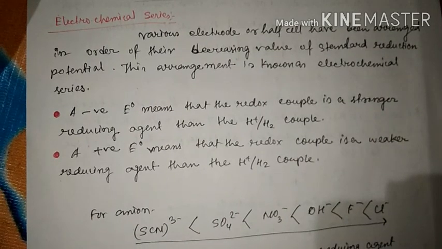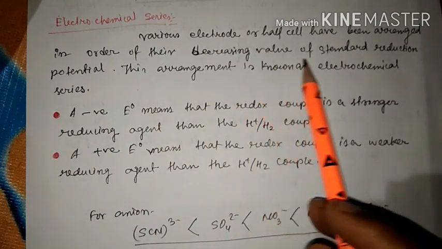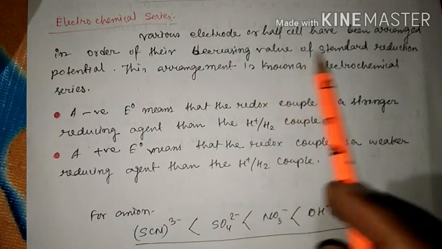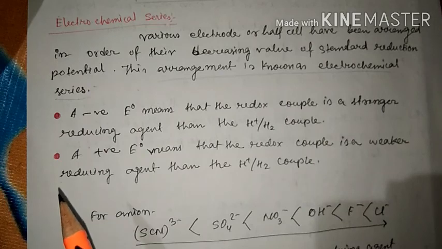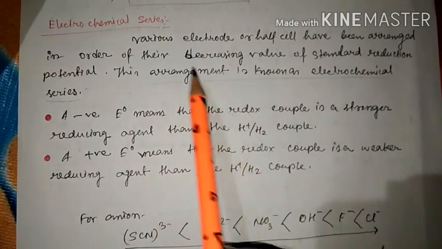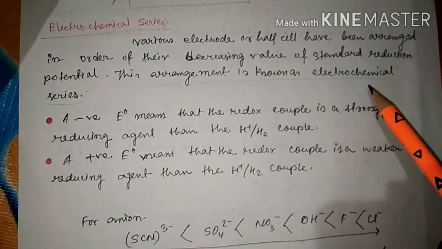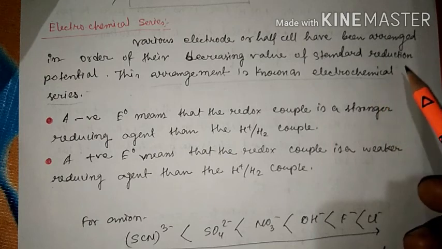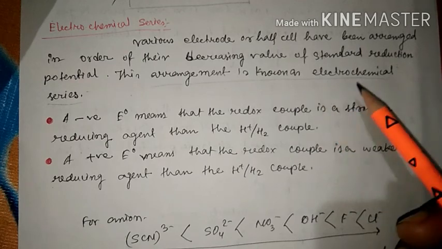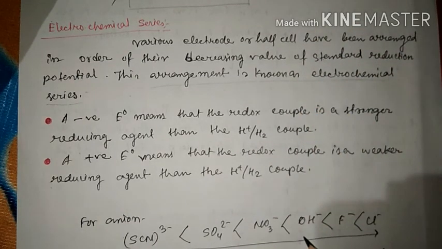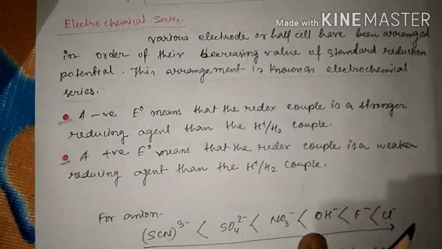See, various electrodes or half cells have been arranged in order of their decreasing value of standard reduction potential, and this arrangement is called the electrochemical series. Now, what can you say? We can say the electrochemical series is the simple arrangement of the electrode potentials of the electrodes or half cells, which is arranged in decreasing order, from higher to lower. Now it has some points to note, okay.